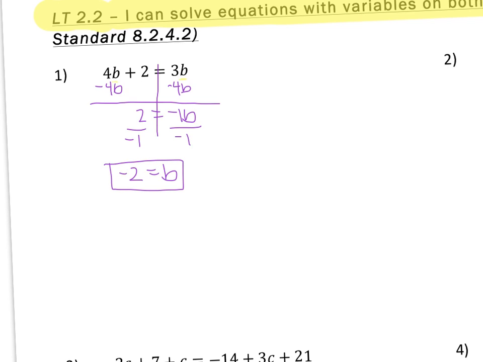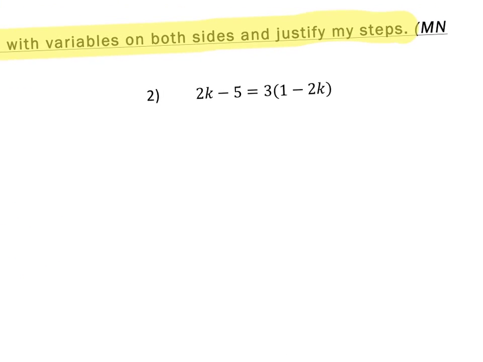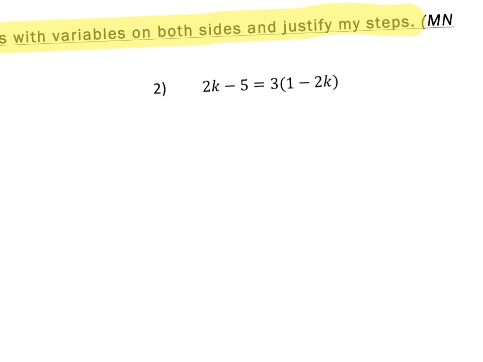And you can always check your work by plugging that back in to make sure that you have it correct. 4 times negative 2 plus 2, does that equal 3 times negative 2? Well, you get negative 8 plus 2, is that equal to negative 6? And it is true, negative 6 is equal to negative 6. So the nice thing about these problems is you can always check if you got your answer correct by plugging it back in.